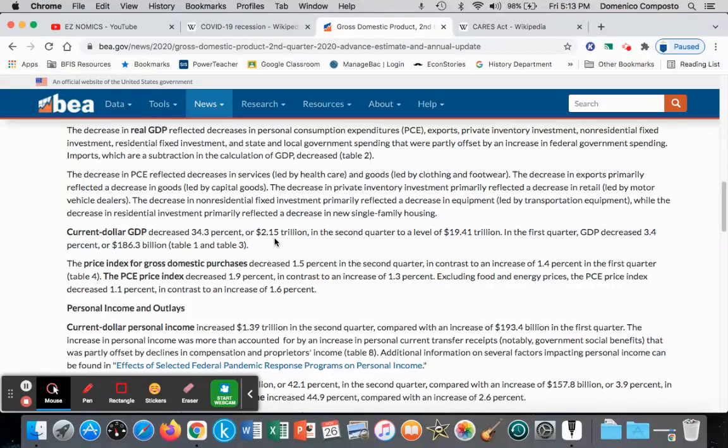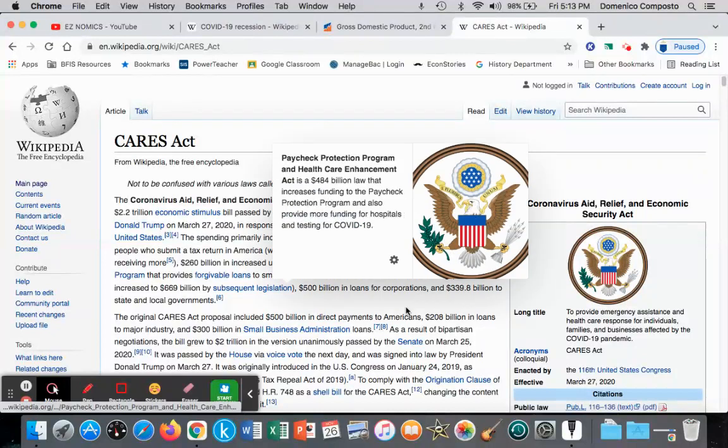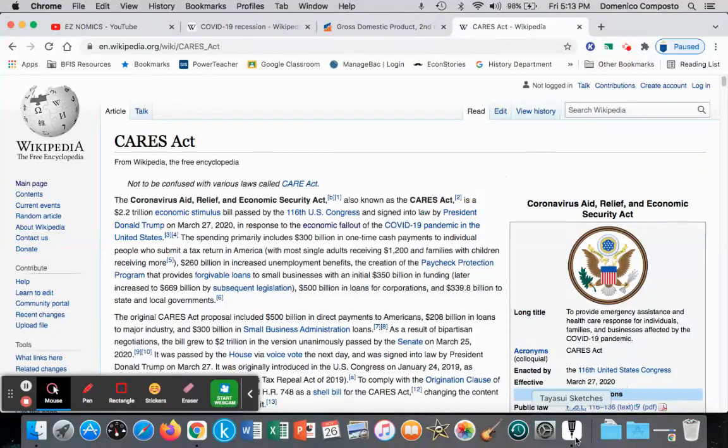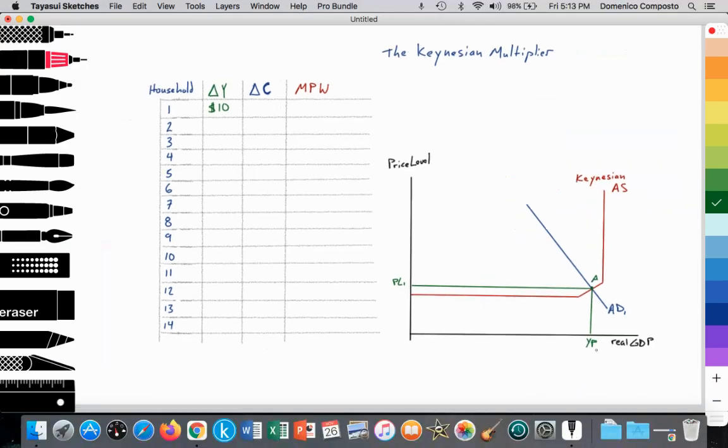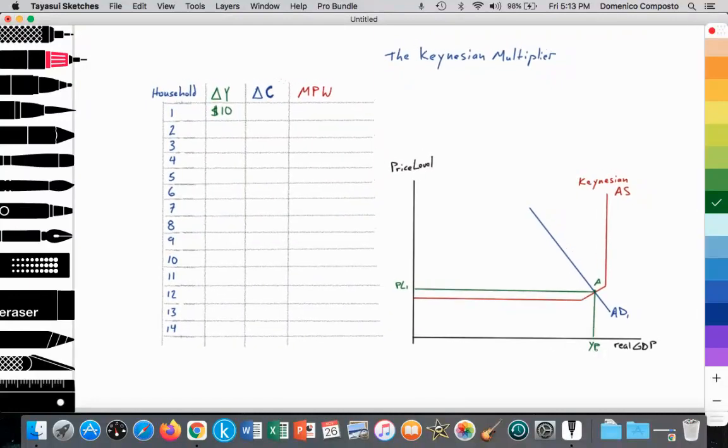And we're going to look at the idea behind the Keynesian multiplier as to why the United States, through the CARES Act, was providing stimulus checks to households to stimulate consumption spending, to boost AD. And this all relates to the idea of the Keynesian multiplier, fiscal multiplier. So let's begin to understand this. So first, let's take a look at what happened to the United States.